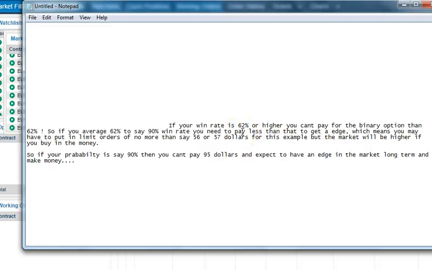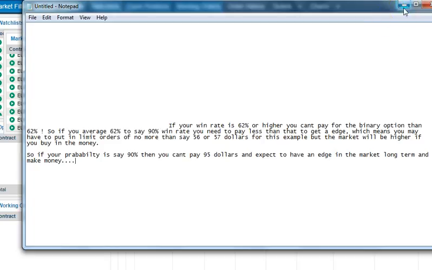So if your win rate is 62 to let's say 90%, probably you'll want to have a limit over 56, 57 bucks and hope it gets filled. But if prices are way in the money and you want that option, you may not get filled. If you have a 90% win rate, the market may be at 90, 95, so you're probably not likely to get filled. You can always try to put an order in. But if there's a little volatility and you can get filled at 60, 70, 80 bucks, it may be worth it to you. Only you can decide what kind of edge you want to have over a long period of time.